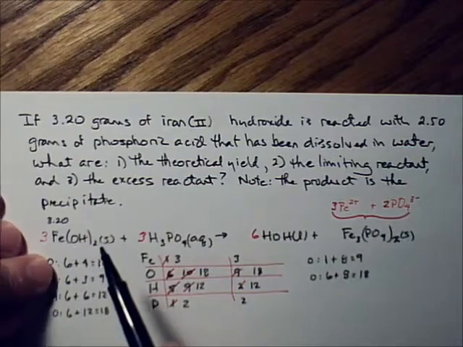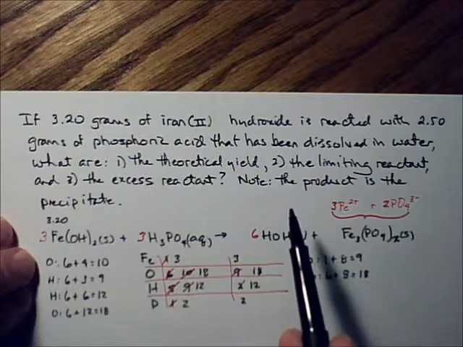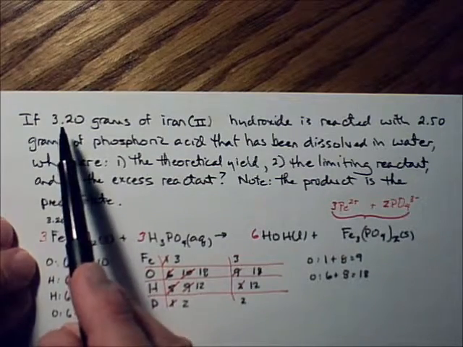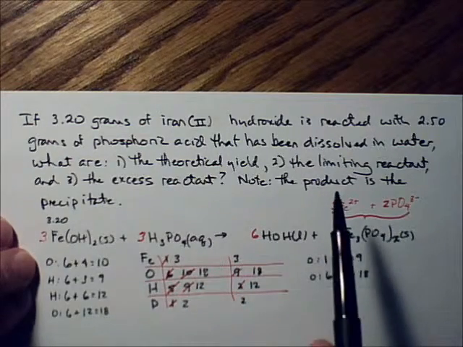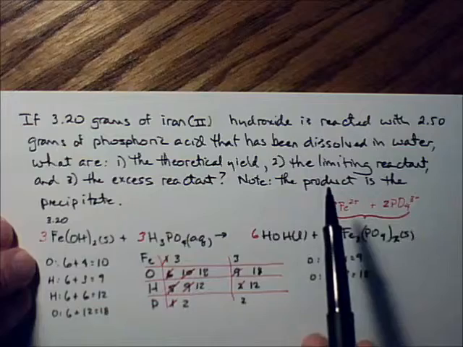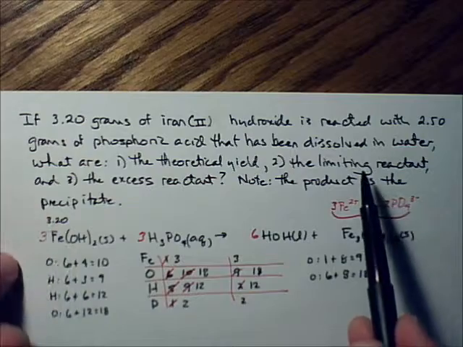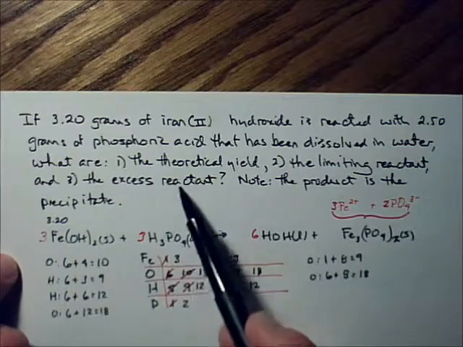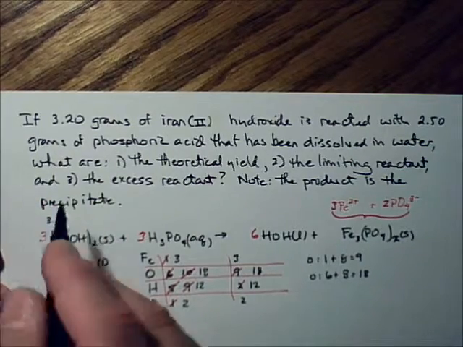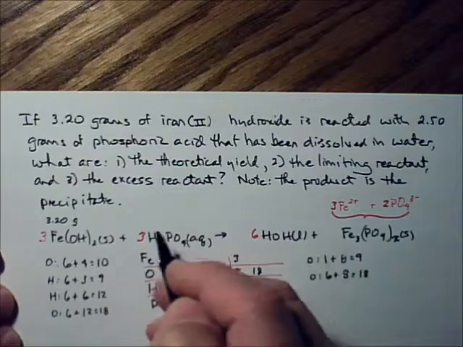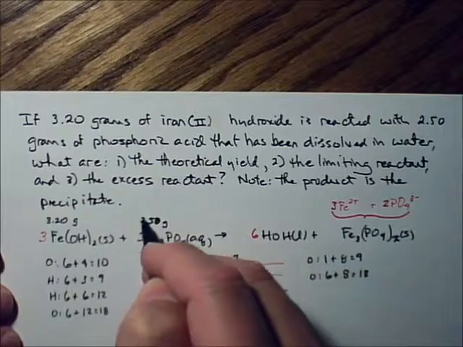We're going to do two different mass-to-mass stoichiometry problems to answer our three questions up here. We're going to start with the starting amount of 3 grams of iron 2 hydroxide and find the mass of our product. Then we're going to do a second mass-to-mass problem starting with the other reactant and find the mass of the product. Okay? So, let's start with 3.20 grams of iron 2 hydroxide, and 2.50 grams of this. Okay?